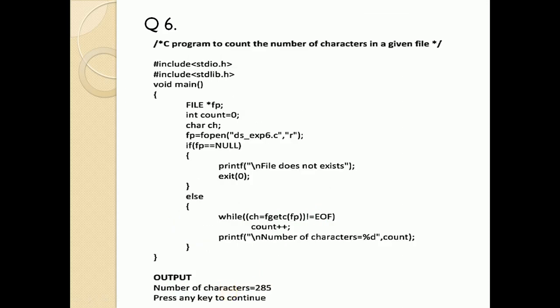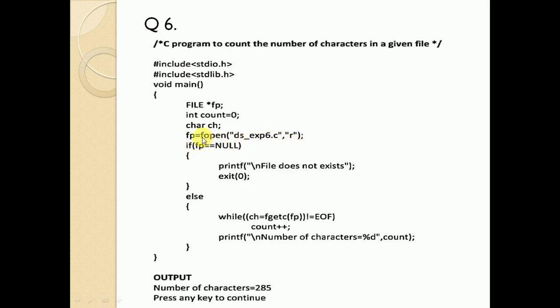Next question, that is, a C program to count the number of characters in a given file. Now we are counting the number of characters which are there in a file. So here we have taken FILE star fp1, the file pointer. Then for counting purposes we have taken an integer variable, count equal to 0, and one character variable, ch. Then the file pointer first opens the file, that is, ds underscore exp6.c, in reading mode.